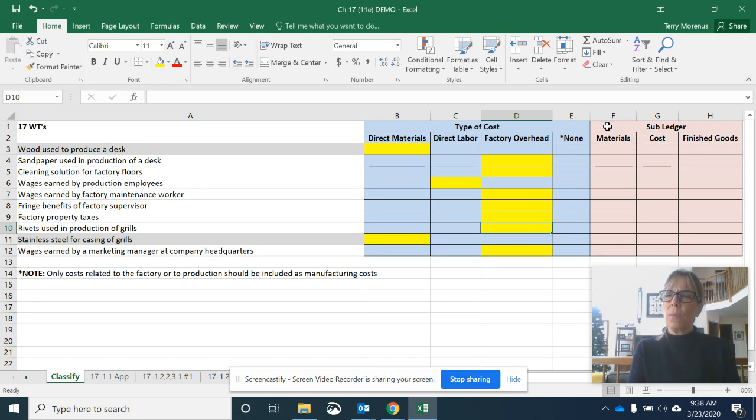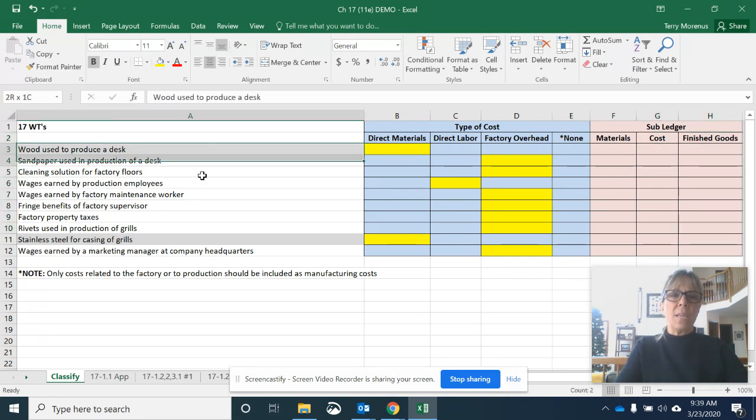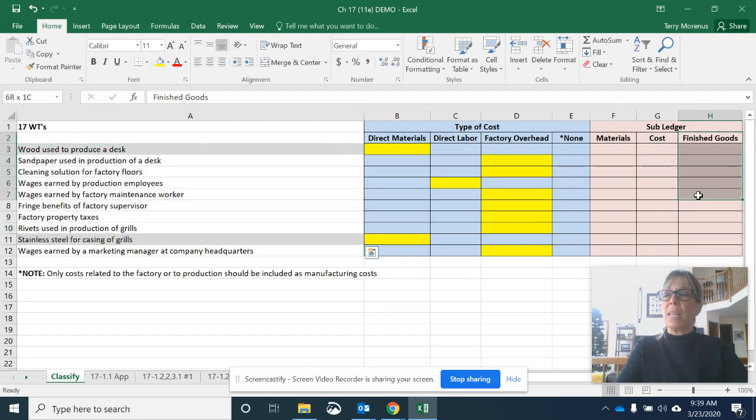Now, for today's lesson, we're actually going to take a look at a materials ledger. And so we're going to be classifying materials that are used and the cost of those, and also other costs that go into making a product. We're not going to be classifying any of these materials as finished goods as of yet, but we will be creating a finished goods card.